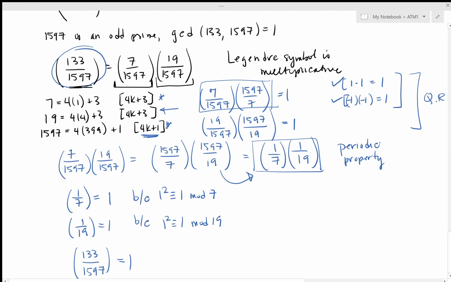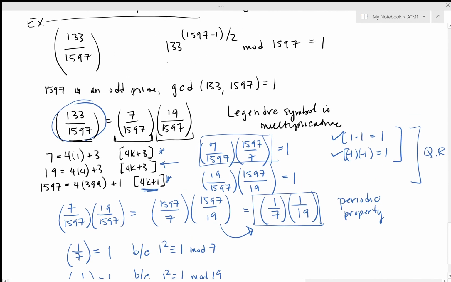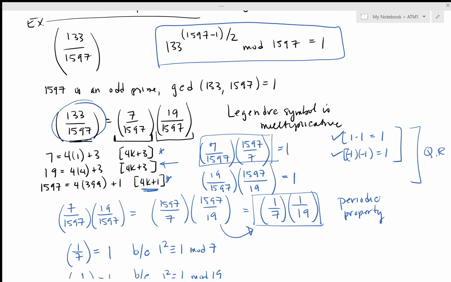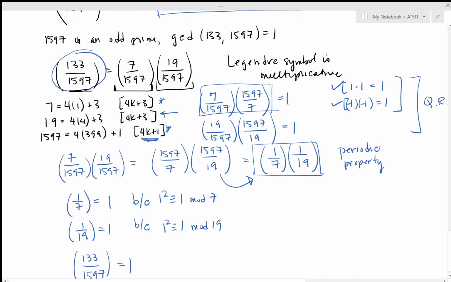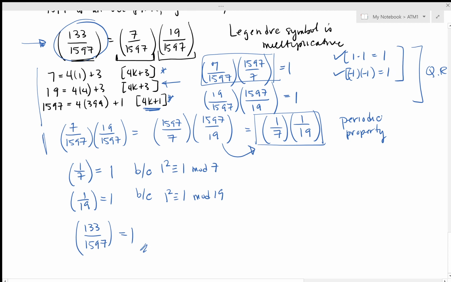And that is in fact what we found out before by doing this much more time-consuming calculation. We did a large modular exponentiation, and we found out the answer was 1. Then instead of doing that, I started the same problem again and used a few properties. I used the property that the Legendre symbol is multiplicative, then I used quadratic reciprocity, then I used the periodic property, and I got the same answer, and I did not have to do a large modular exponentiation.